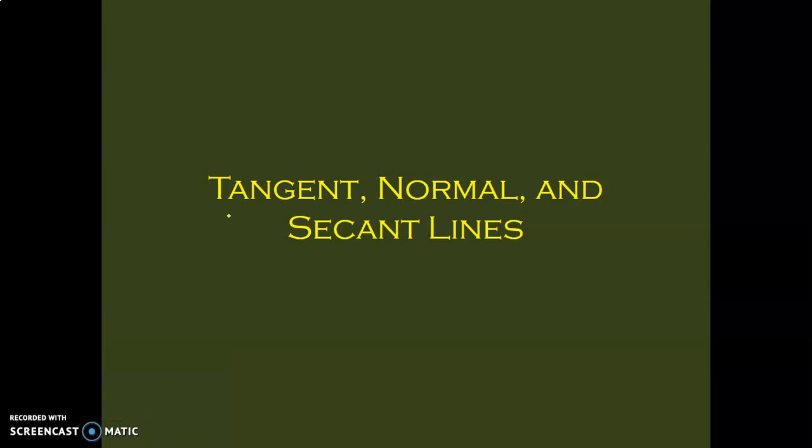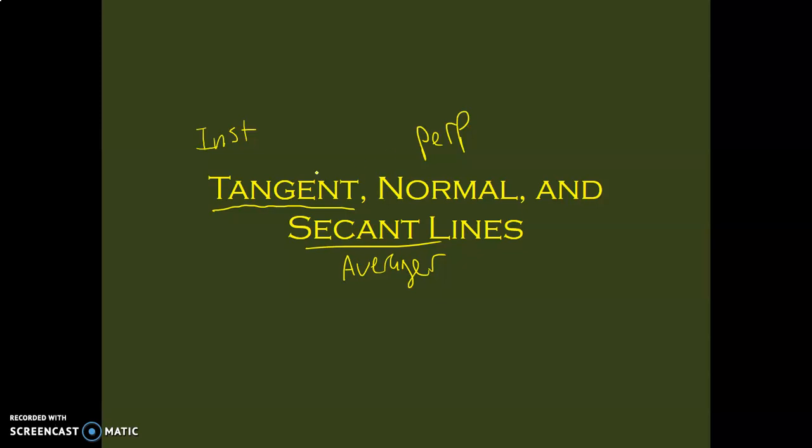So when we talk about tangent lines, we're talking about the instantaneous rate of change. When we talk about secant lines, we're talking about the average rate of change. Normal lines we kind of just threw in here because they might reference normal. It basically just means that it's perpendicular to the tangent line.